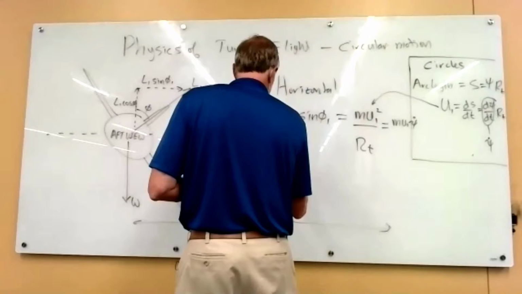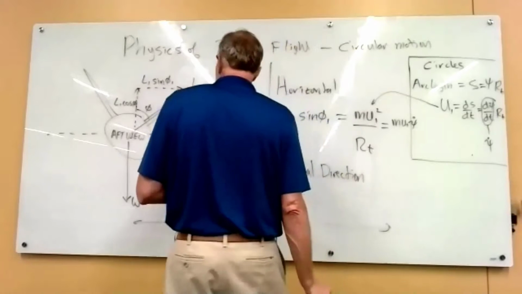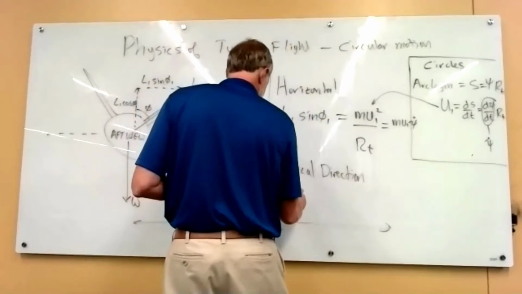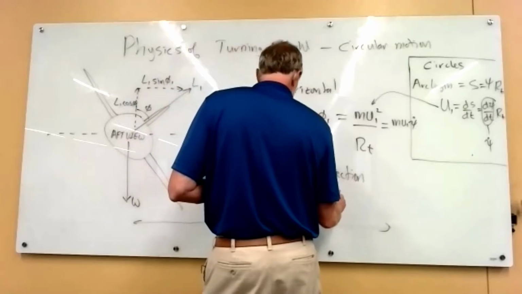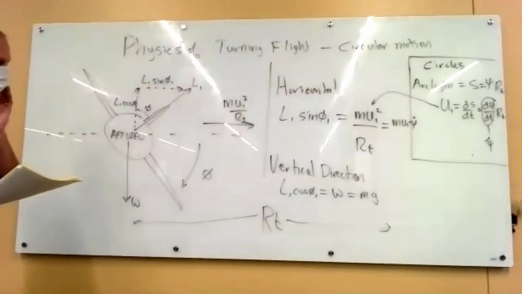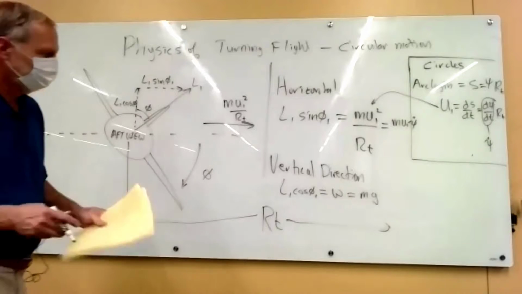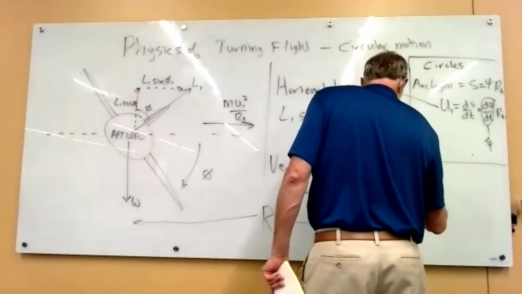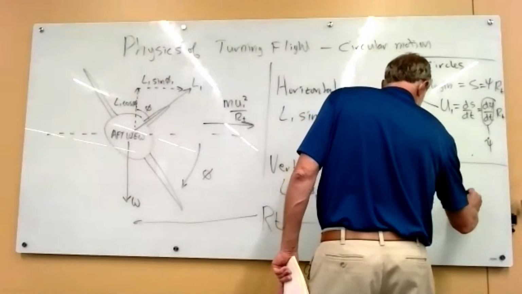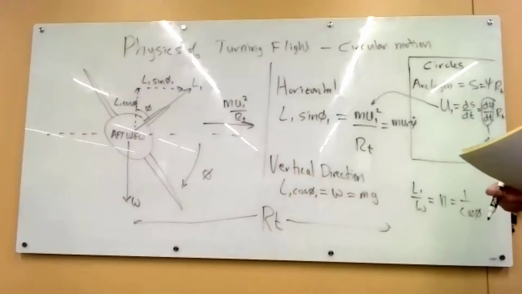And then if we look in the vertical direction, we got L1 cosine phi is equal to the weight, or mg. And in fact, that's where we defined load factor, right? We said lift over weight is 1 over cosine phi, and that's what we called load factor. So it comes directly from that vertical direction force balance.